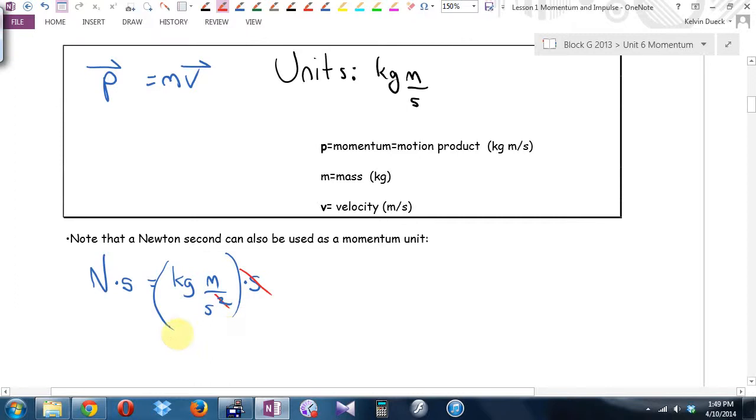I tend to use this one whenever I'm going mass times velocity because it's easy to remember. Mass, kilogram, velocity, meters per second. That's the units. But for what it's worth, you'll see some textbooks talk about Newton seconds as a measure of momentum.